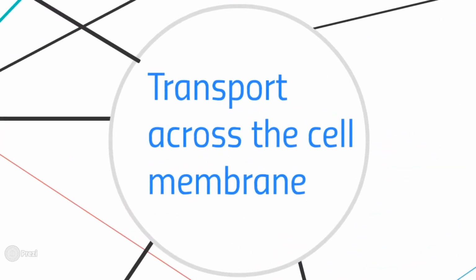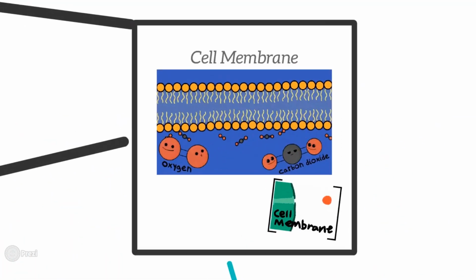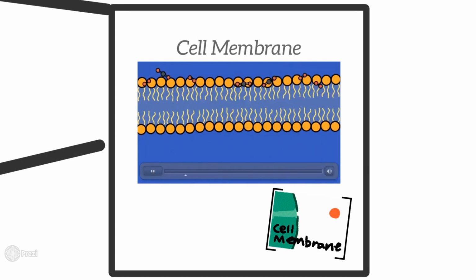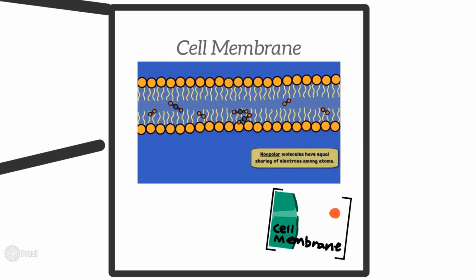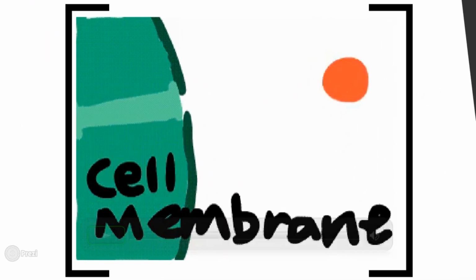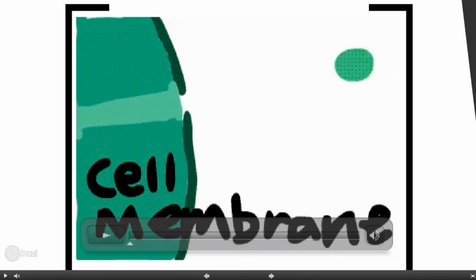Transport across the cell membrane. The cell membrane is one of the great multitaskers of biology. It provides structure for the cell and protects cytosolic content from the environment. It is a great gatekeeper. The phospholipid bilayer determines what molecules can move into or out of the cell. Cell membranes are semi-permeable, meaning they have control over what molecules can or cannot pass through.